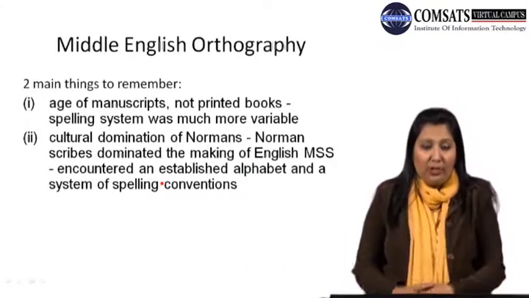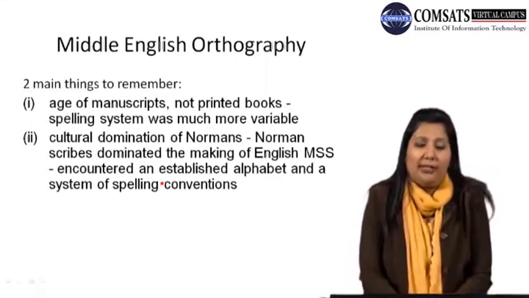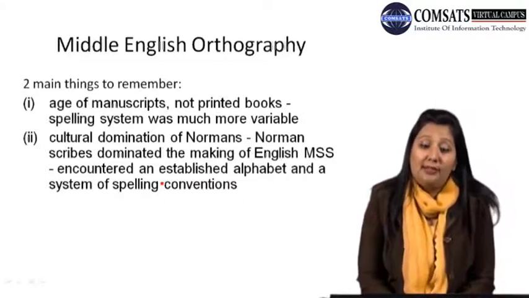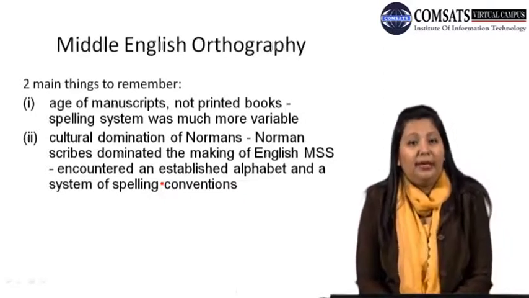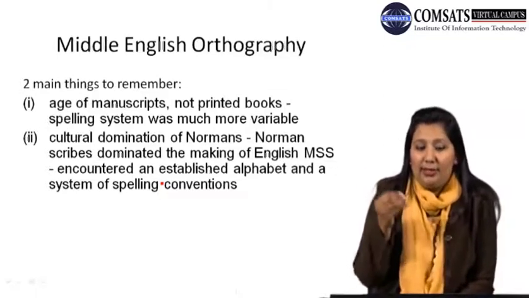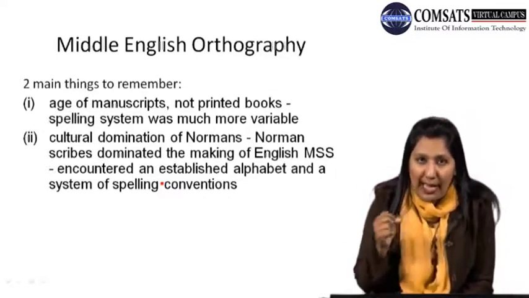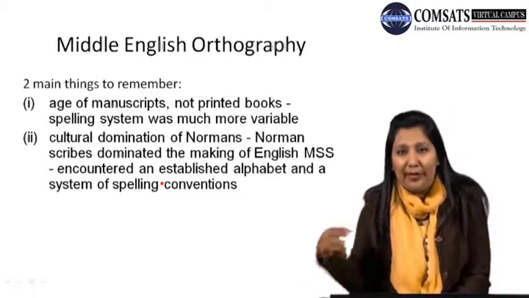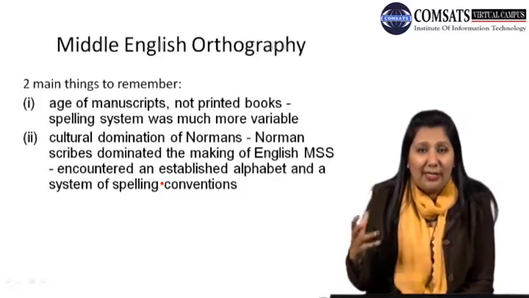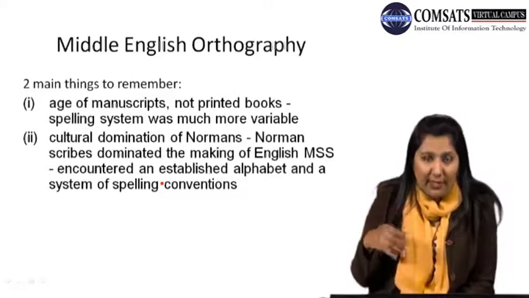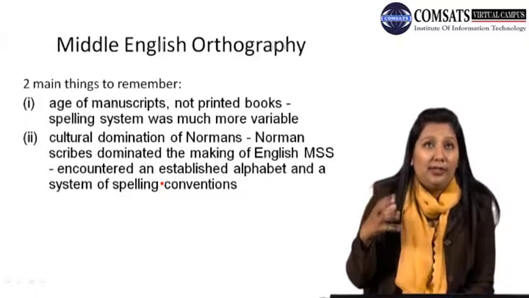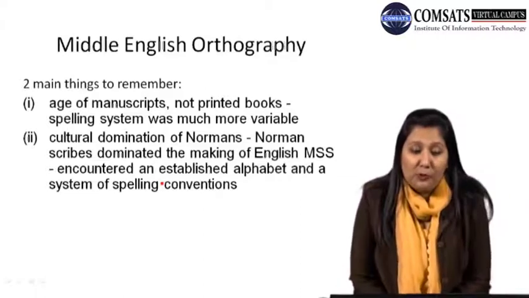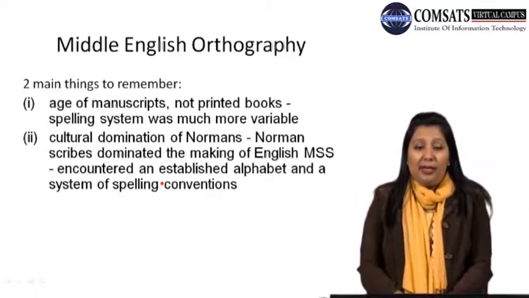Middle English orthography. Two main things to remember about this orthography are that this was the age of manuscripts, not printed books. Spelling systems were much more variable. Yes, it was an age of manuscripts. People used to handwrite things rather than having the printed books that we have with the typewriter or with computerized technology. These things were different. It was the age of manuscripts, when printed books were not there. The spelling system was much more variable at that age.